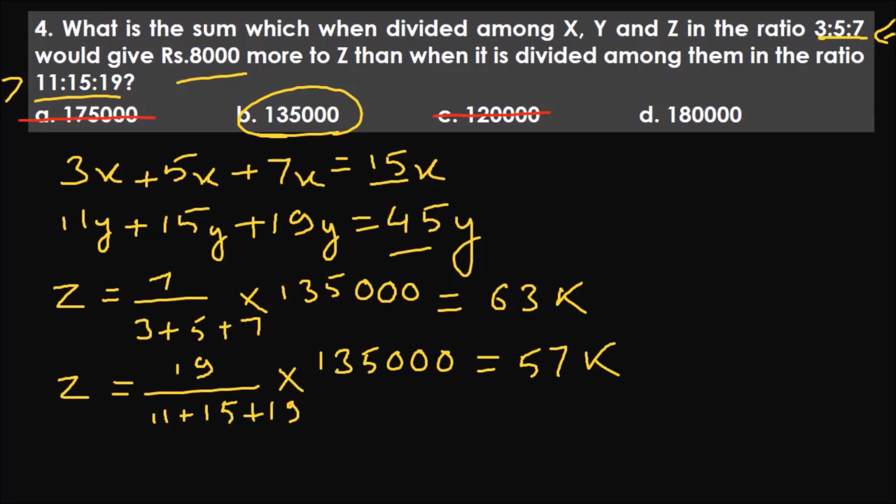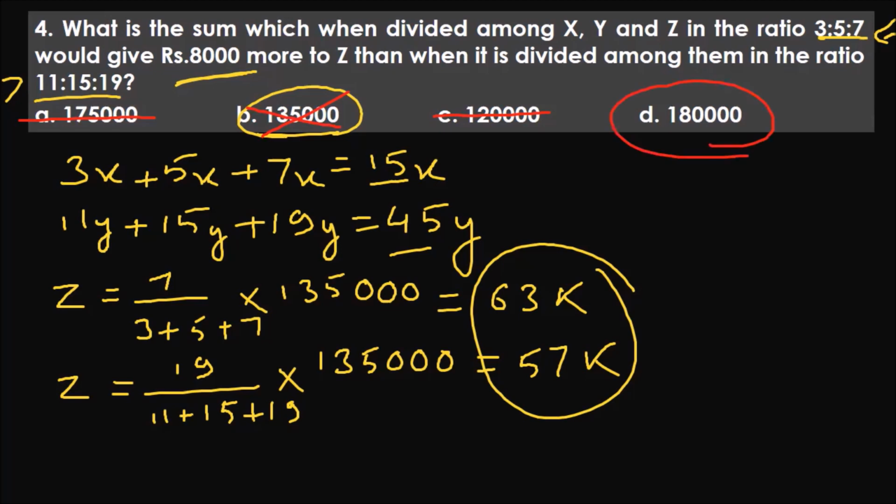Now, is the difference between these two equal to 8,000 like they have told in the question? No, absolutely not. The difference between these two is not equal to 8,000. So obviously, this means that 135000 also is wrong. So what are we left with? D. Now, are we 100% sure that that is the correct answer? No, but we are 100% sure that the other options are wrong. So by elimination method, we get the correct answer as D.